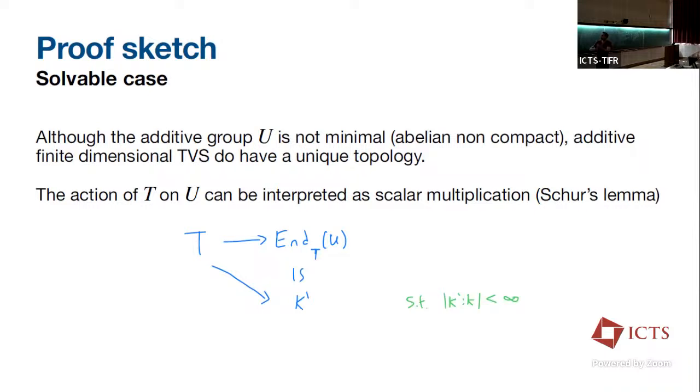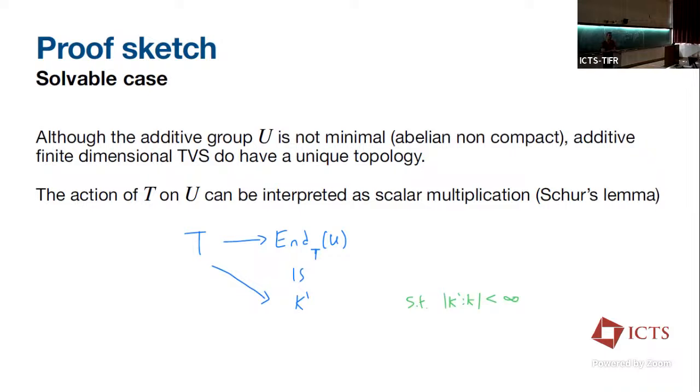We use Schur's lemma, and we get that this map from T to the endomorphisms of U is actually interpreted as a scalar multiplication on U. In what sense? So why am I looking for scalar multiplication? We know that U is not minimal, right? A vector space with additive topology is not minimal. It's not compact, and it's abelian.